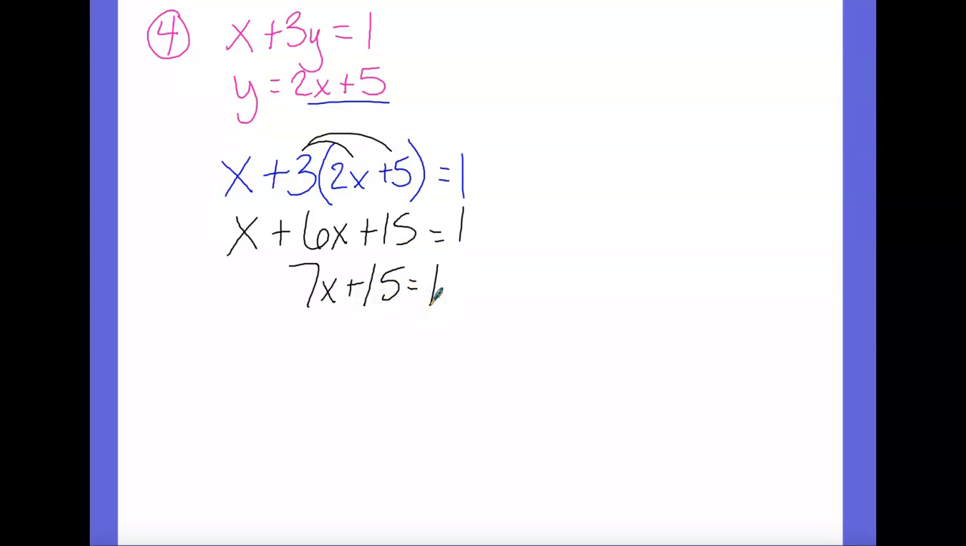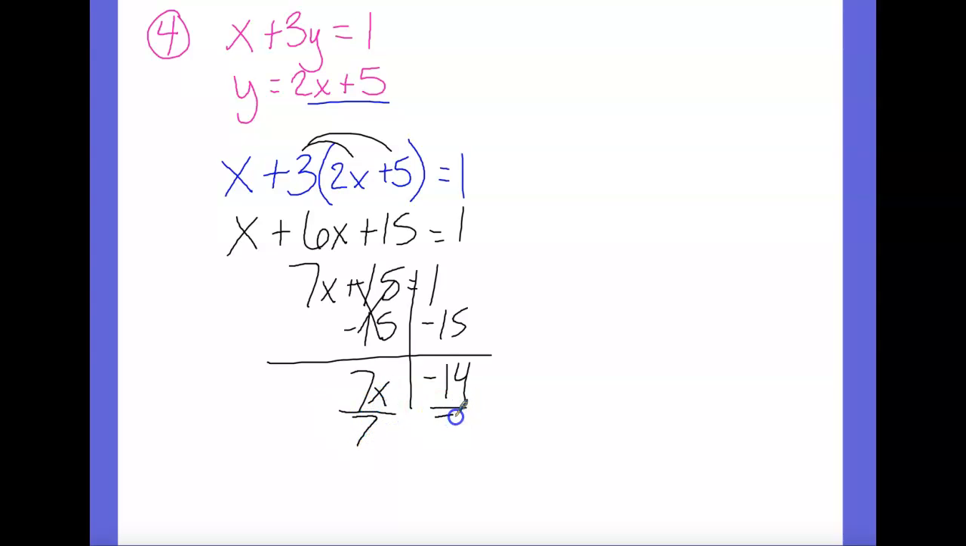Then what do I do? Then you do minus 15. Then I subtract 15. You get negative 14. So DJ tells me I get negative 14 on the side. Do we agree? Yeah, and then you have 7x. And then you divide by 7. Slow down. X equals negative 2.